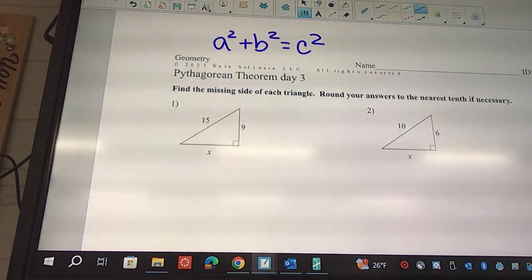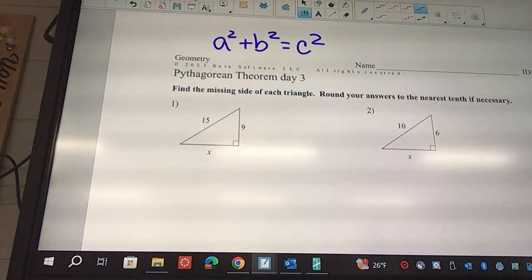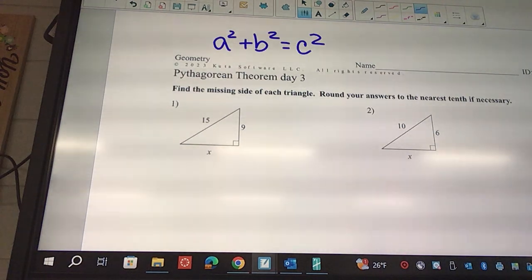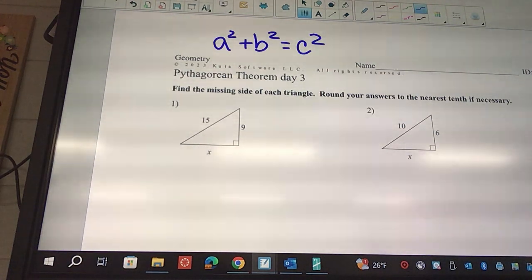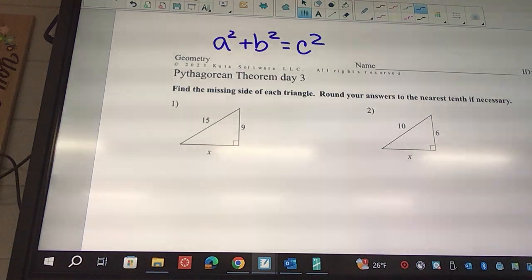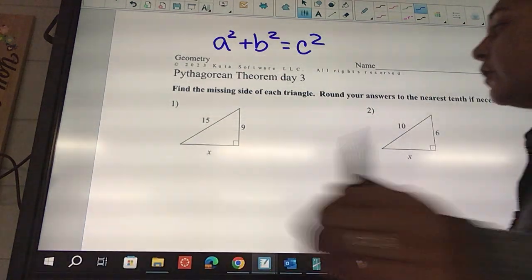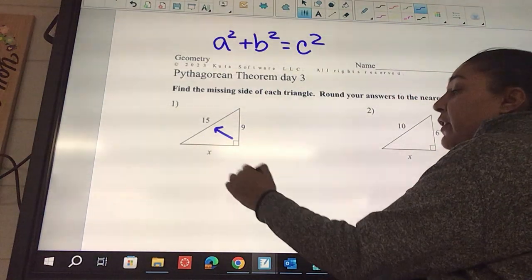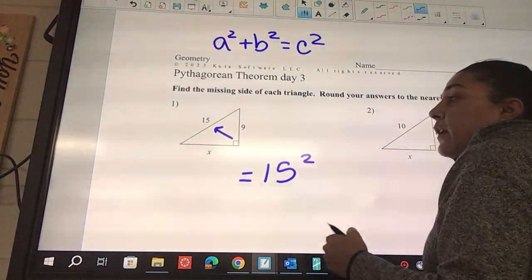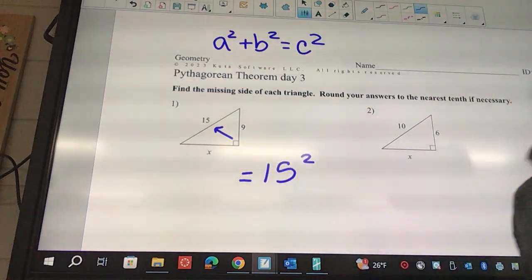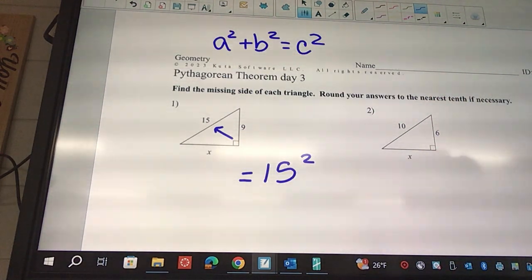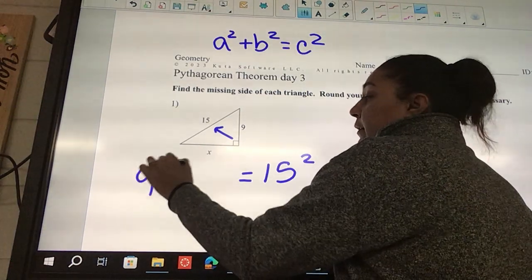So, if they've already given you the triangle, you do need to make sure that it has the box. How do we know which one is C in this case? The number across from the right angle. The number across from the square, okay? So here's the square, the number across from it is 15. Okay, so 15 has to go here. And then the other ones, the A and B, doesn't matter. So you can say 9 squared plus x squared or x squared plus 9 squared. Okay, it does not matter.